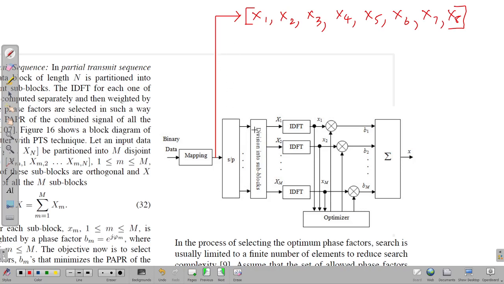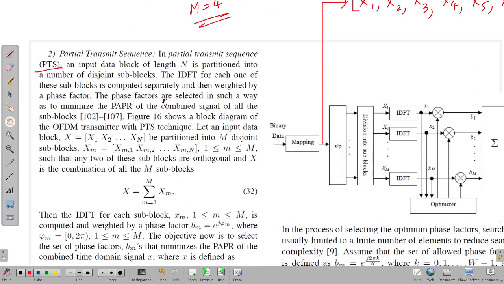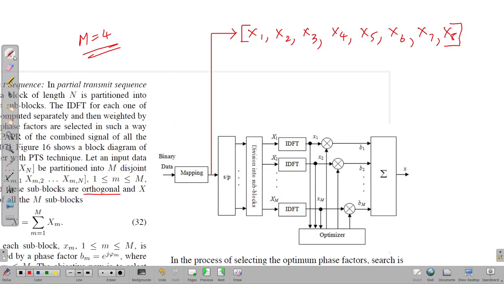Okay, so what does that do? Division into sub-blocks: it divides into m number of sub-blocks. In the example which I'm doing, I'm dividing it into 4 sub-blocks. So these sub-blocks are orthogonal to each other. Okay, that is a speciality. When you divide this into sub-blocks, they are orthogonal to each other, and X is a combination of all these sub-blocks. Okay, let me just demonstrate that to you.